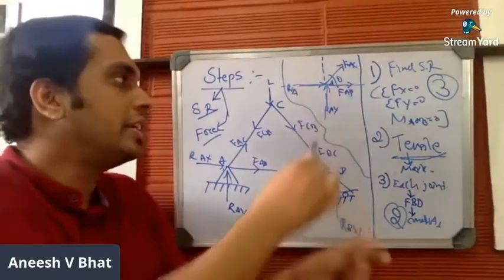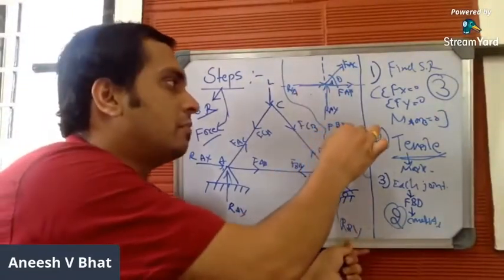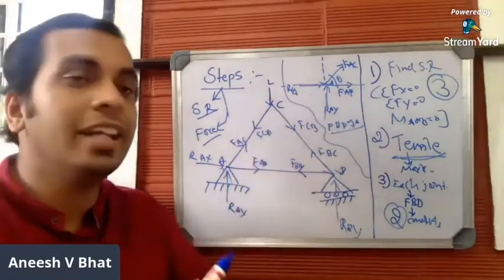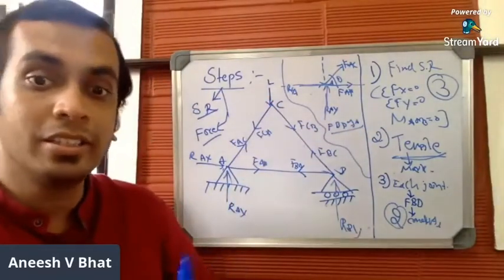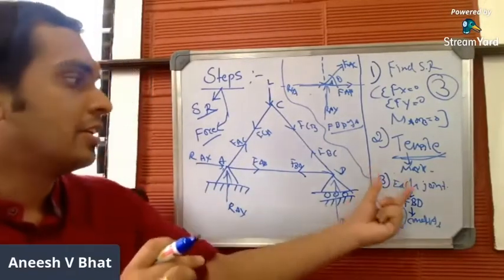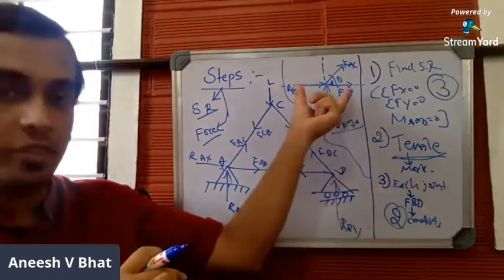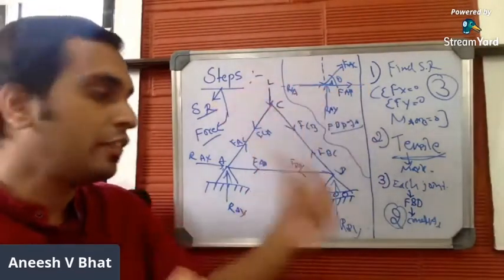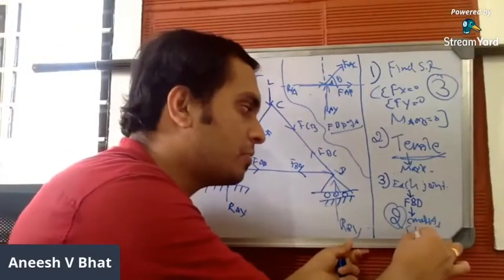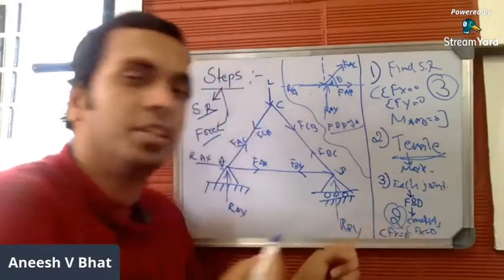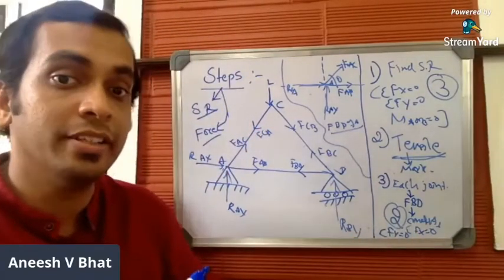This is the free body diagram of joint A. In this way, you have to consider joint C and joint D as well. Consider all the joints separately and draw the free body diagram. After drawing the free body diagram, it's concurrent. Now it's enough if you apply only 2 conditions of equilibrium: summation of Fx equal to 0 and summation of Fy equal to 0, in order to find the unknown force.